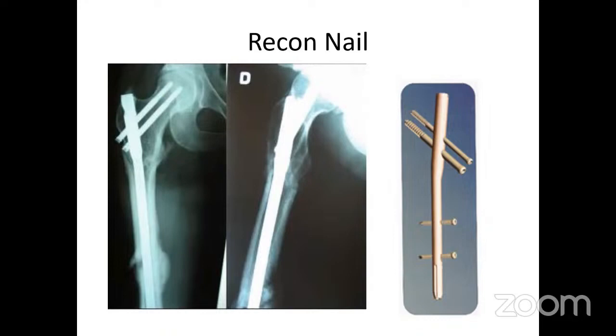The full form is reconstruction nail, where you address the neck of femur fracture through these two screws, and you fix the fractured femur with the nail and screws. Nowadays, we actually use two different implants. Why? Because if the thing fails, both the fractures will not unite. So we usually address the neck of femur with a separate implant and shaft with a separate implant.